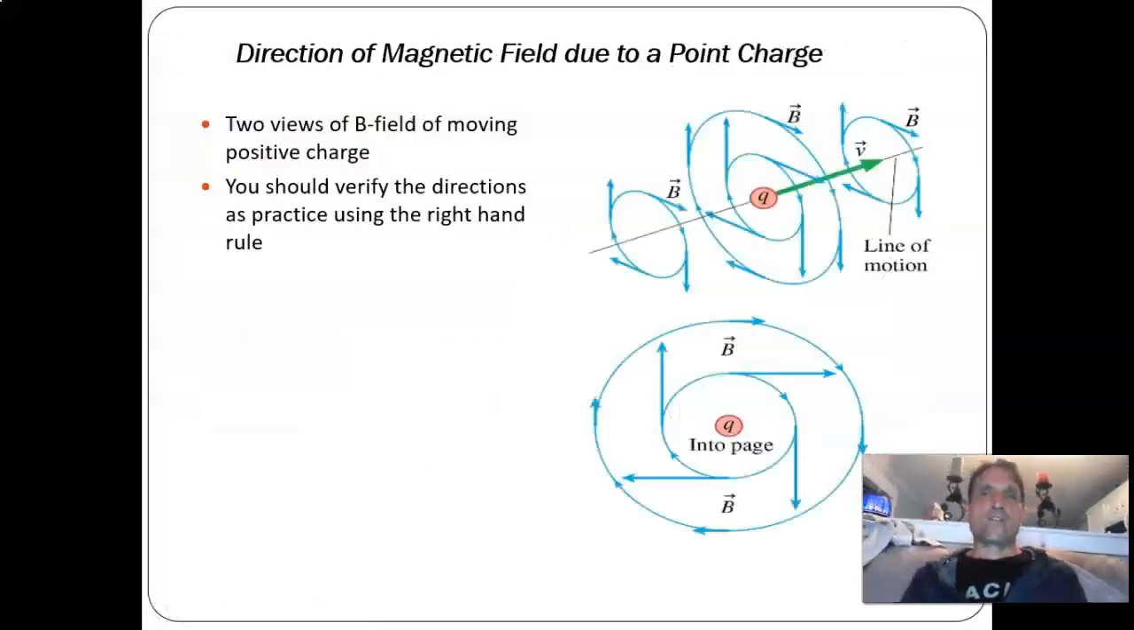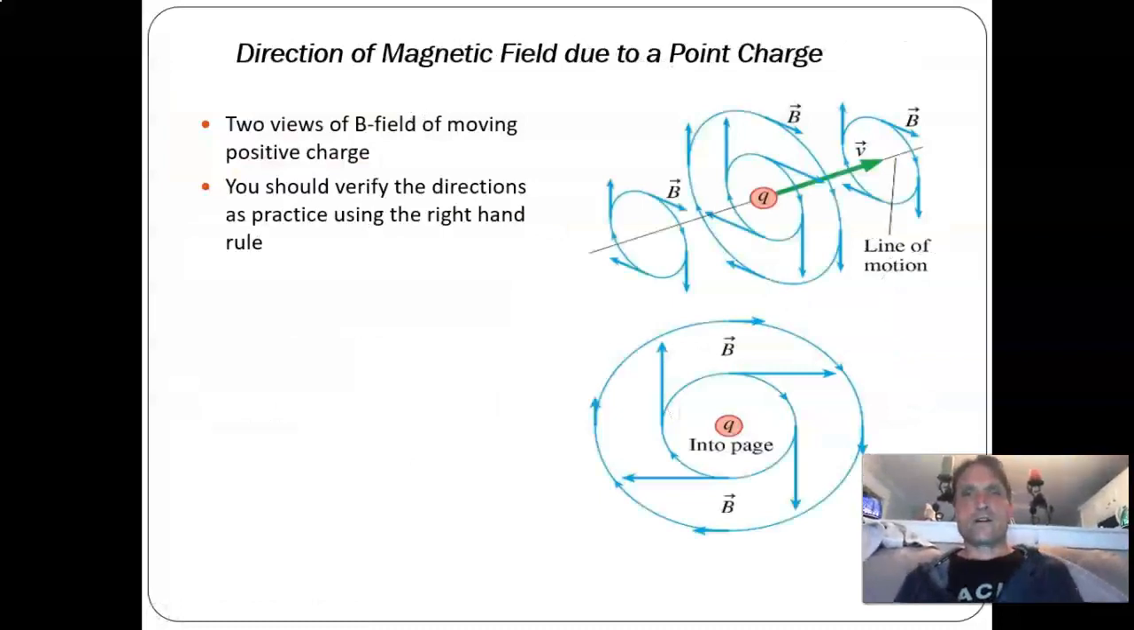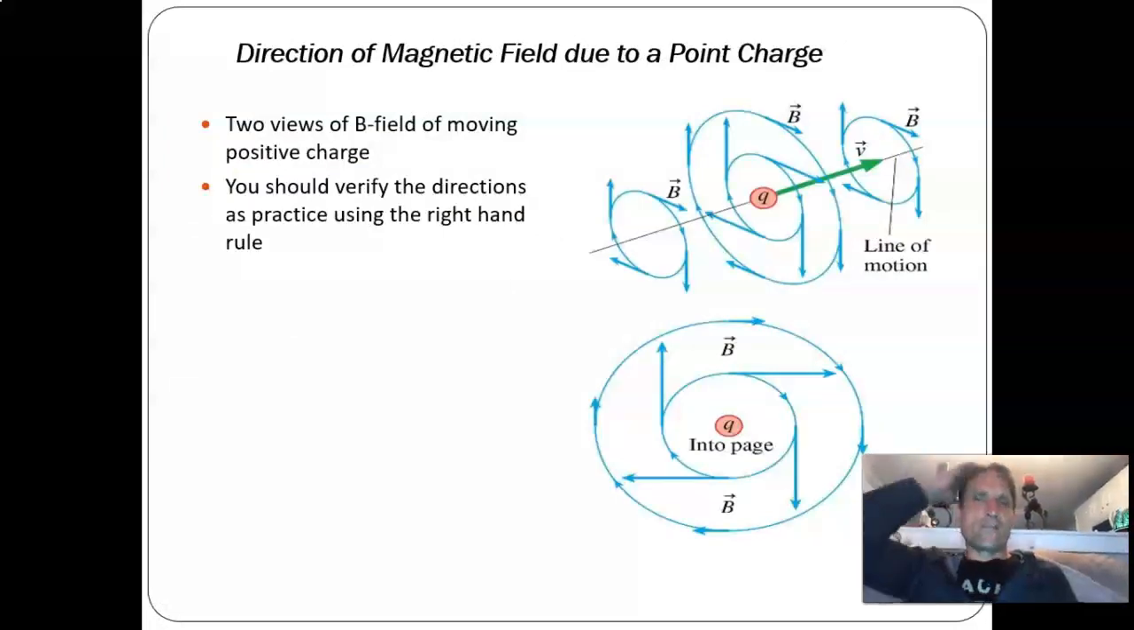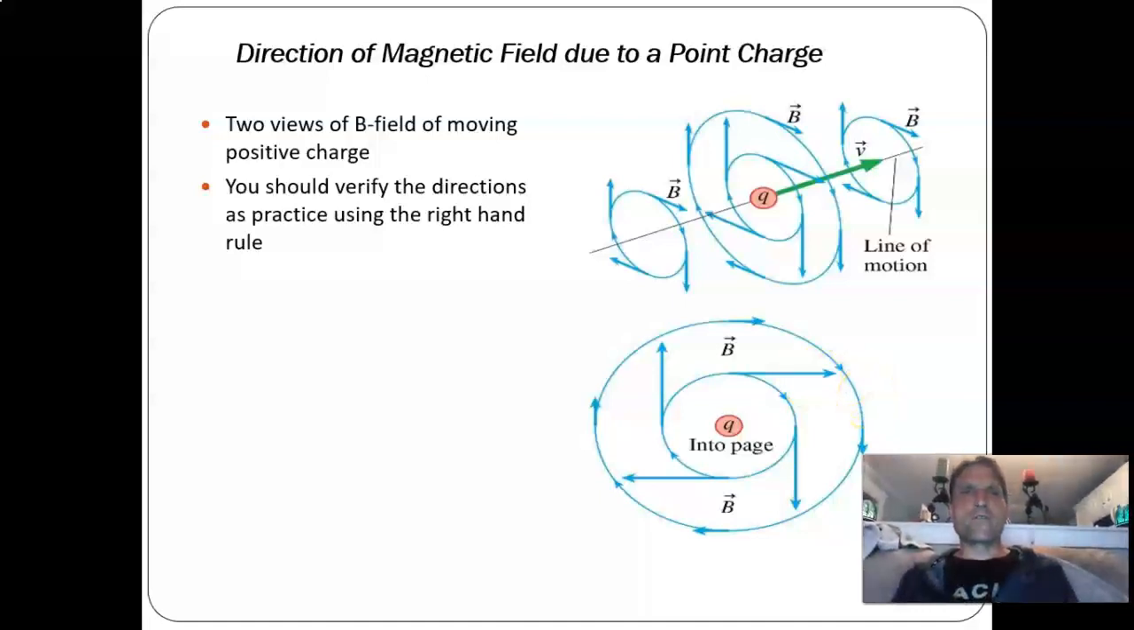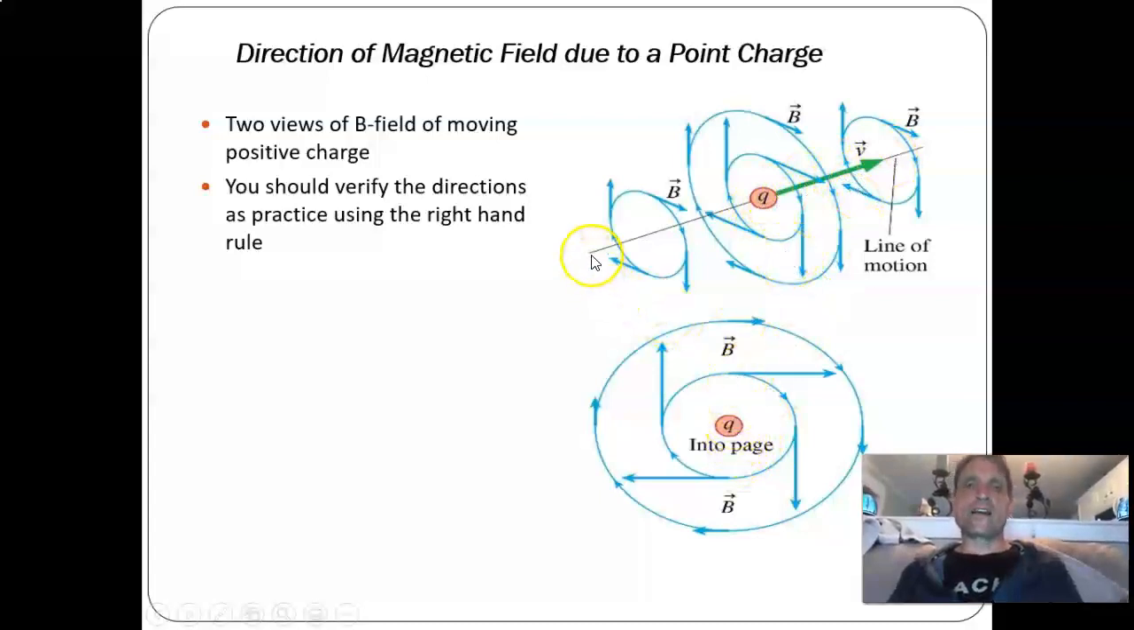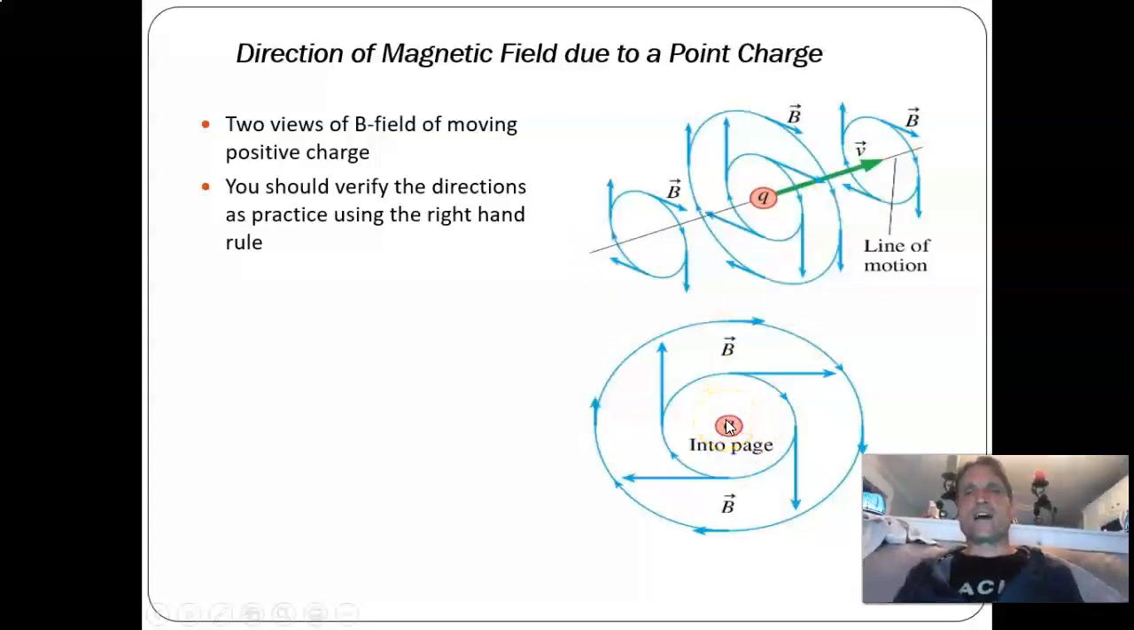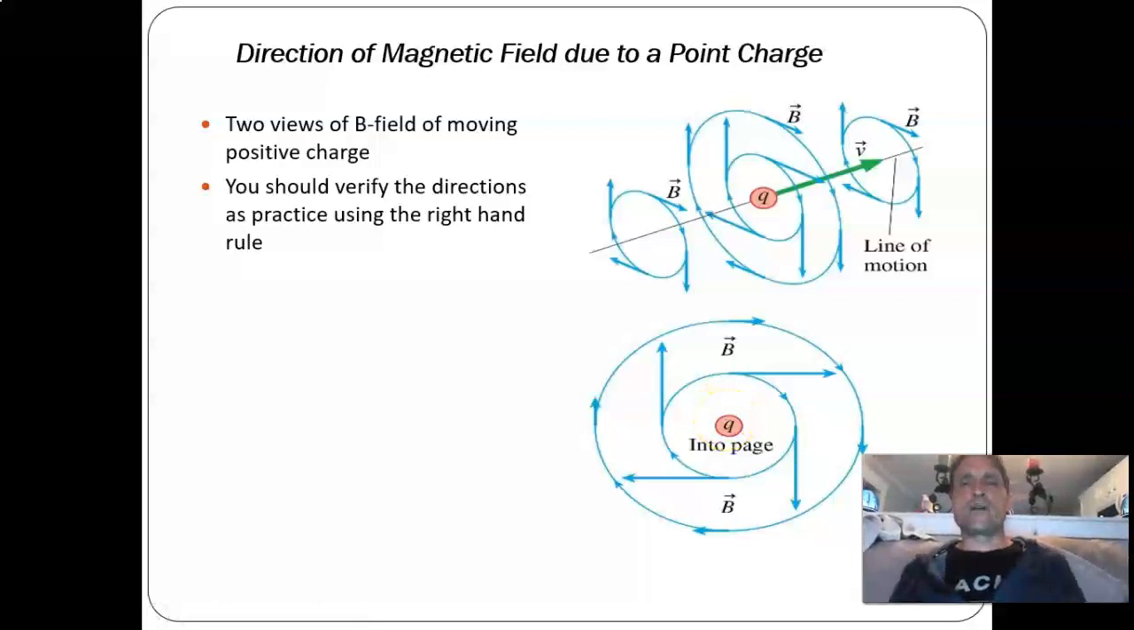So let's practice a little bit with the right-hand rule here, just to get the direction of B due to a moving charge. And these are 2 different views of B. One of them is, you have this particle moving to the right, and it's positively charged. And the other one has the velocity going into the page, okay, as if you're looking at it from behind. And so I encourage you to stop here and practice using the right-hand rule.